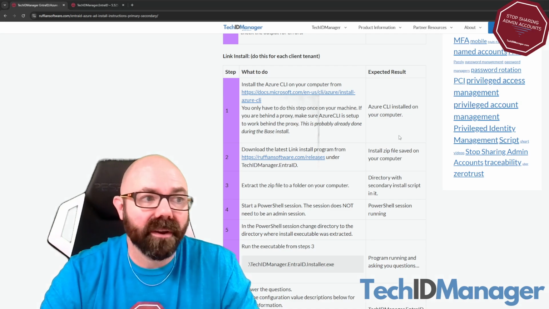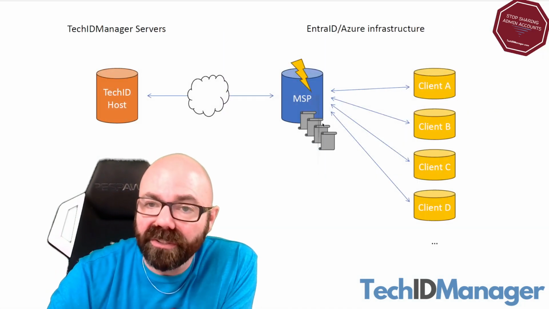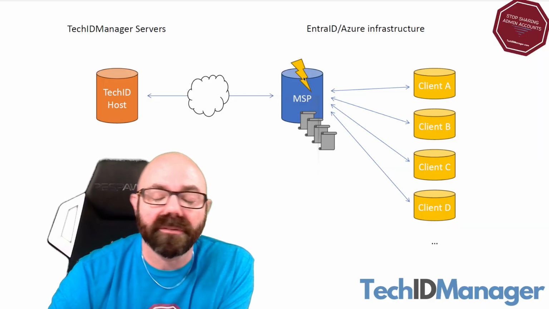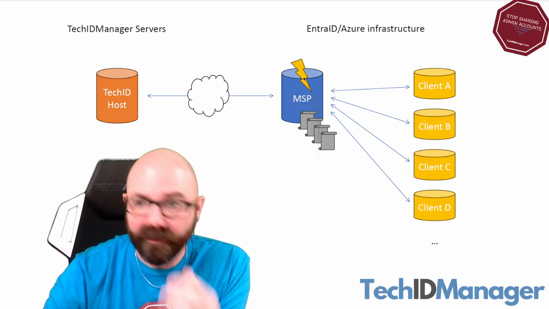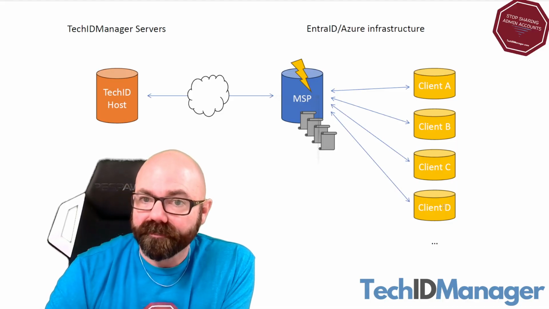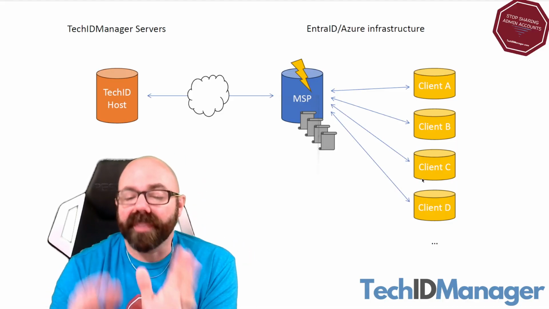Remember, the overview looks kind of like this. You're doing the base install in your MSP tenant. That's where all the secret information is stored. That's where the execution is. You need a subscription to actually make that happen. And then each client is a linked install. All right, that's the new install.